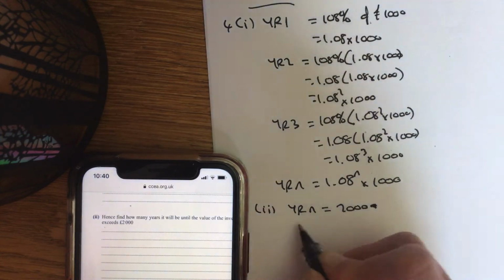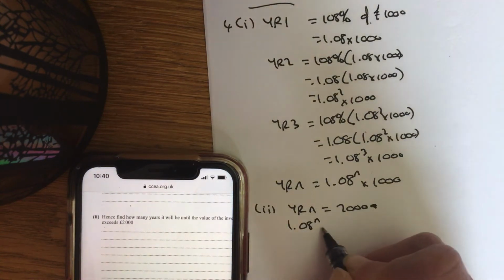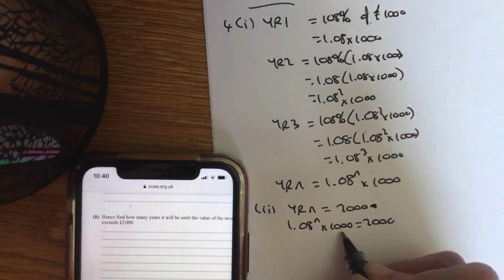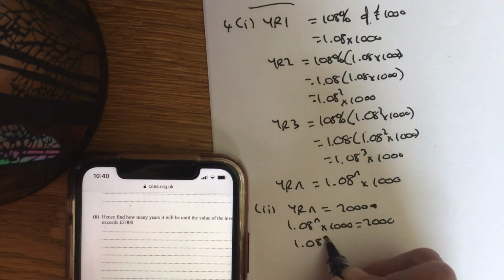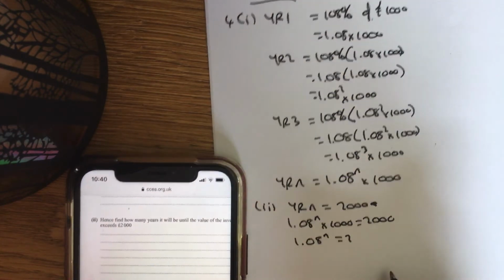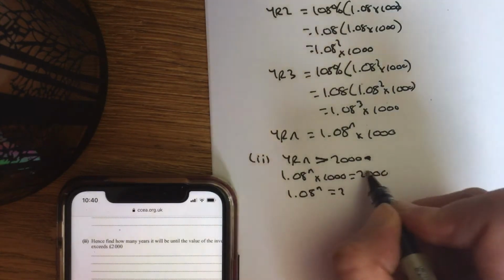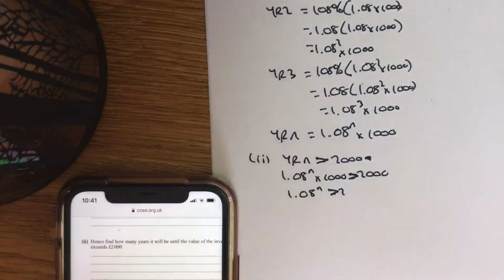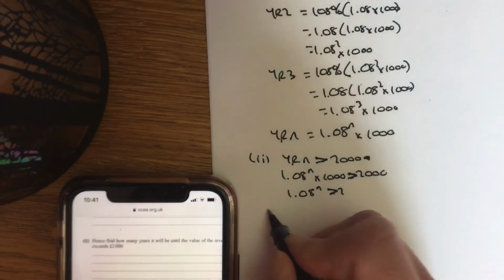So let's put our numbers in. 1.08 to the n times 1,000 equals 2,000. Bring our 1,000 over and divide. 1.08 to the n equals 2. I actually want to know when it exceeds, so I should have a greater than sign in there. You've got an exponential equation, so you have to log each side.